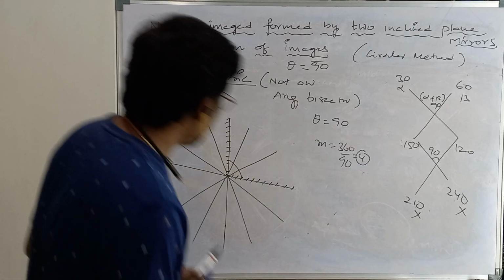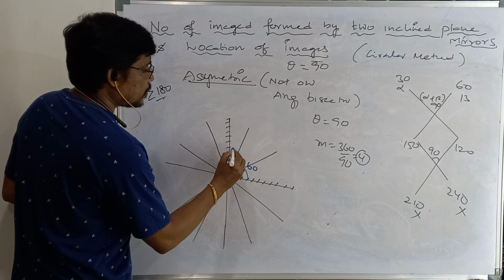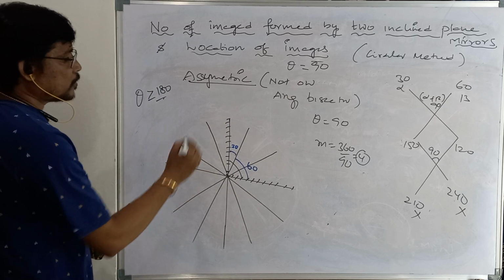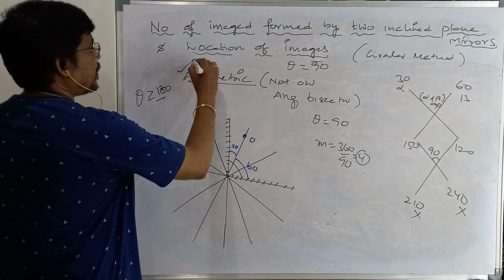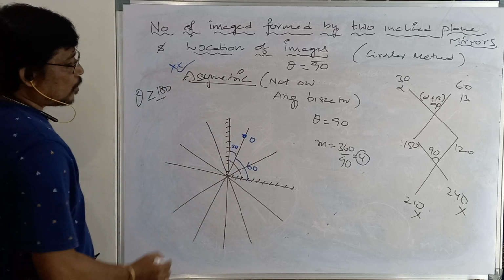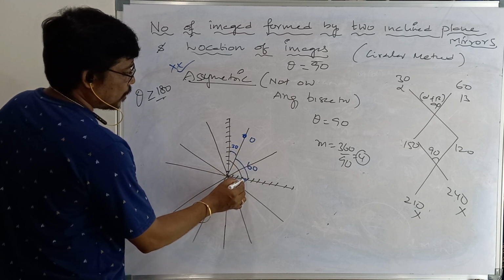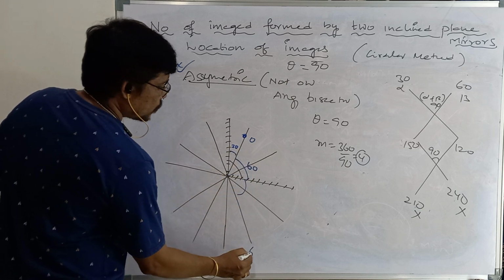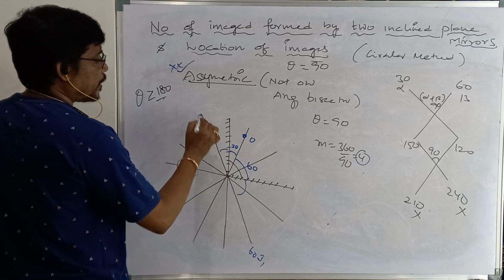This angle is 60 and this angle is 30, because the object is placed here. It is an asymmetric condition. Now the first image is at an angle of 60, here it is formed. This is the first image I1, and this one is I2.